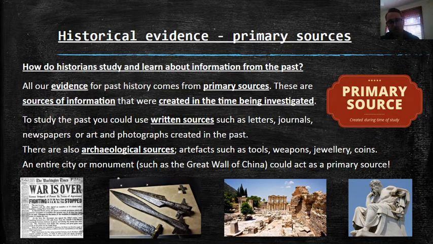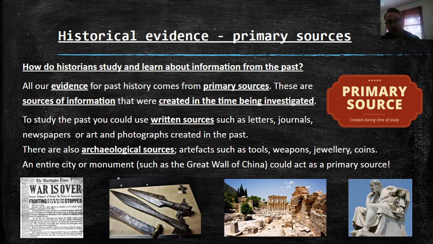So how do historians study and learn about information from the past? All our evidence for past history comes from primary sources. These are sources of information that were created in the time being investigated. So for example, if I'm studying ancient Rome in Year 7 history, the Colosseum is a primary source because that was created during ancient Rome. If I am studying feudal Japan, so Japan in the medieval times, if you will, looking at samurais and the ninjas and etc. If I'm looking at a samurai sword, that is a primary source because that was made many years ago when feudal Japan was.